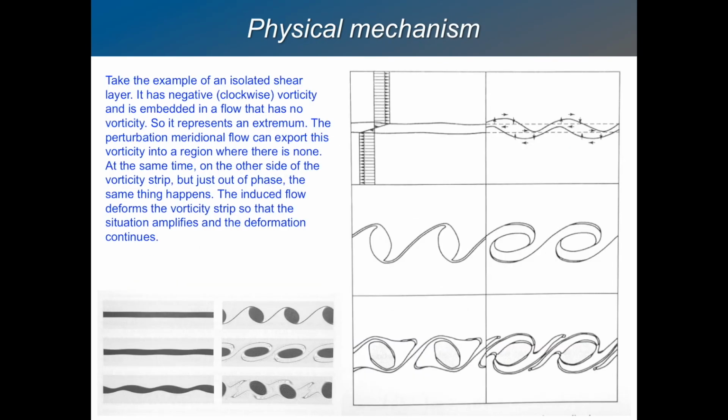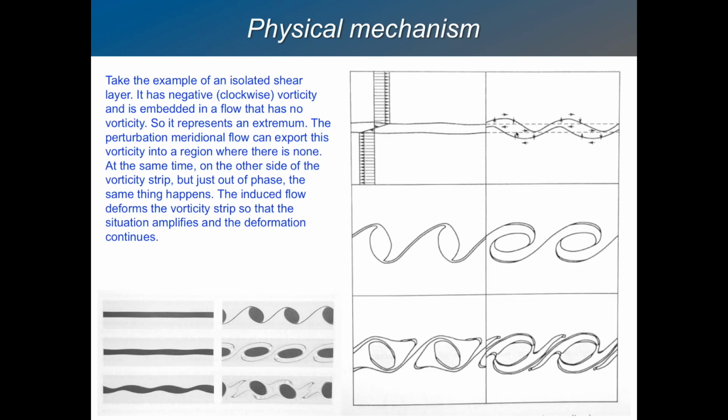How does it work? How do things become barotropically unstable? Here's an example of a background flow where, to the south, you have uniform easterlies, and to the north, you have uniform westerlies. In between, there's a transition zone where there's a shear. And this is a strip of vorticity. There's no vorticity in the flow here, and none here, but in this region we have some vorticity. We have negative vorticity in this shear, because it's clockwise.